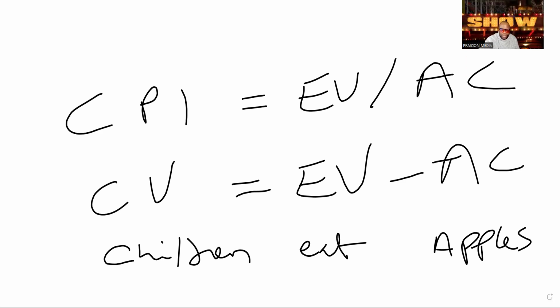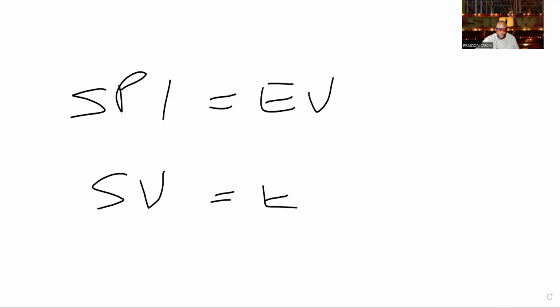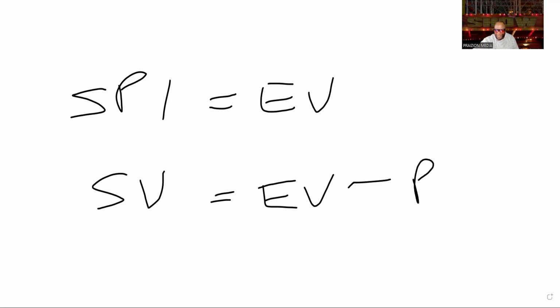When it comes to the schedule performance index and the schedule variance, EV comes first. And for the variance, we divide by PV. For the index, oh, I'm sorry. So I have it the other way around. Other way around, yes. I'm on autopilot at this stage. There we go. You divide for the index and you subtract for the variance.